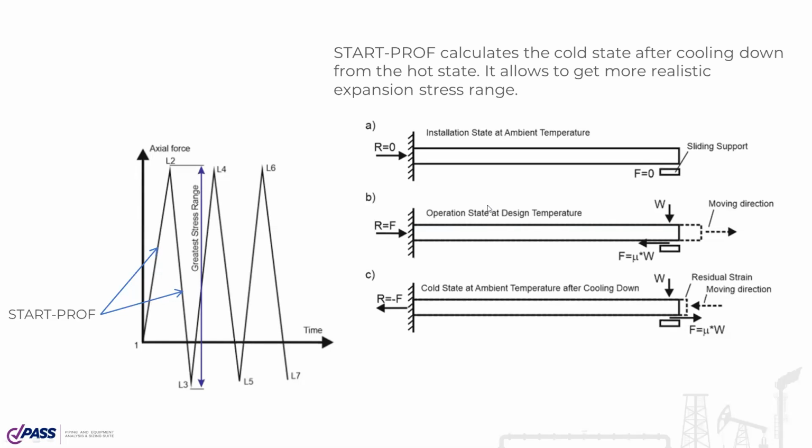Also, StarProf can calculate the stress range not only between the installation state and operation state, but also between the operation state and cold state. The cold state is the state of the piping system when it's cooling down from the hot state. When the piping system cools down from the hot state, the friction forces change their direction. So the stress range between cold and operation state is greater than the stress range between installation state and operation state. But this stress range is traditionally used by most of the international companies, but it is not correct, because the greatest stress range is between cold state and operation state.